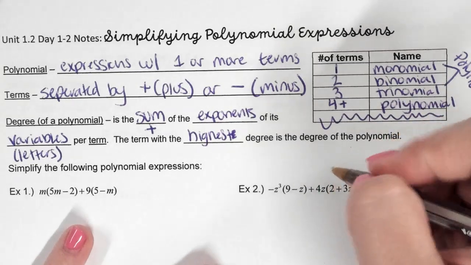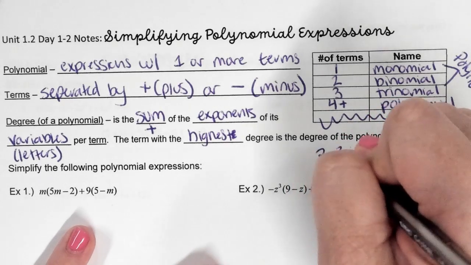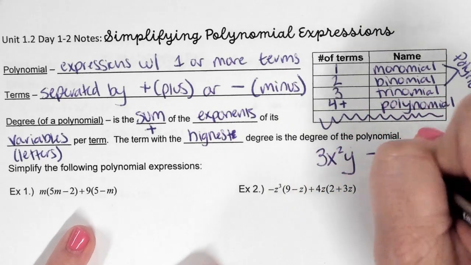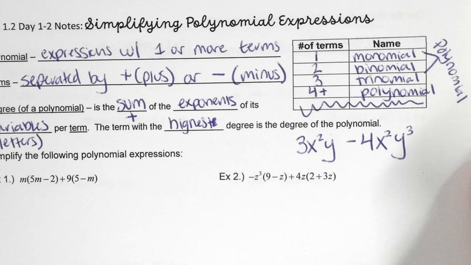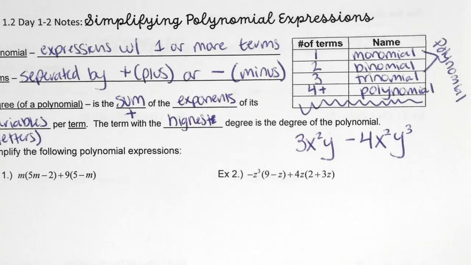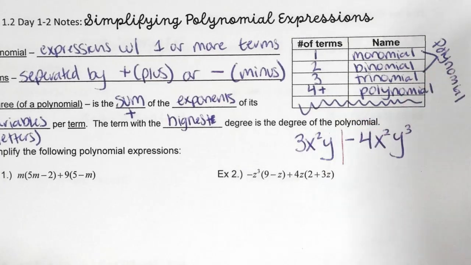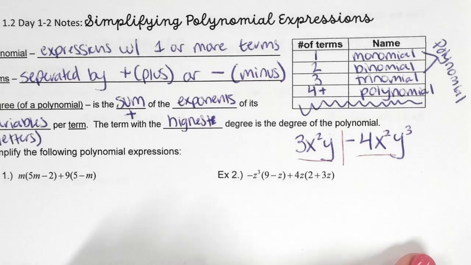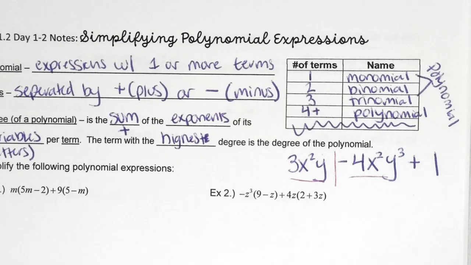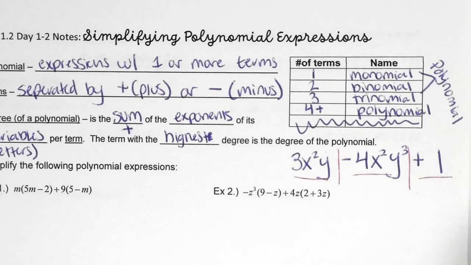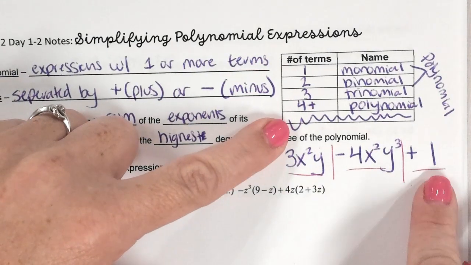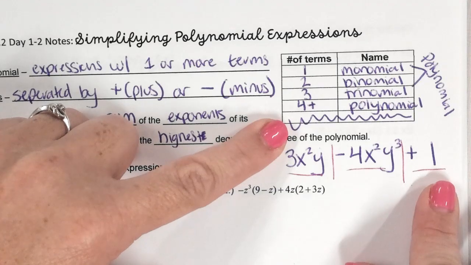So if we have an example like 3x squared y minus 4x squared y cubed. Well, first off, how many terms is that? What did we say terms were separated by? Plus and minus, so we have a minus sign here, so how many terms? 2, which makes this a binomial. What if I added 1? How many terms is it now? 3. It's a trinomial. Everybody okay with that? Okay, so that's what I mean by these. Now, what else could we call it instead of a trinomial? A polynomial. You're exactly right.